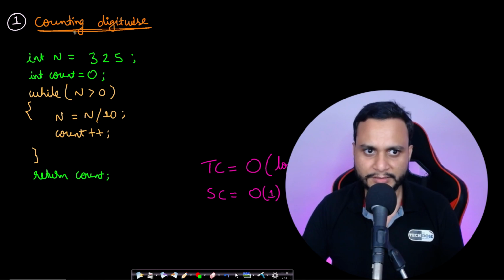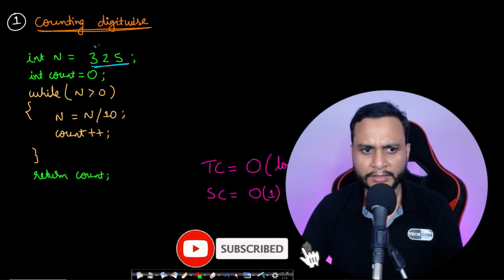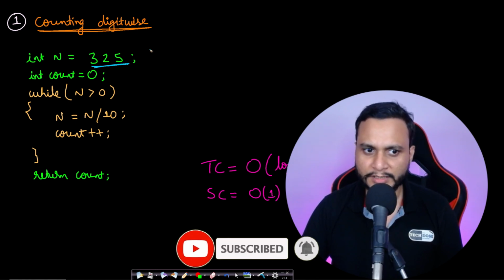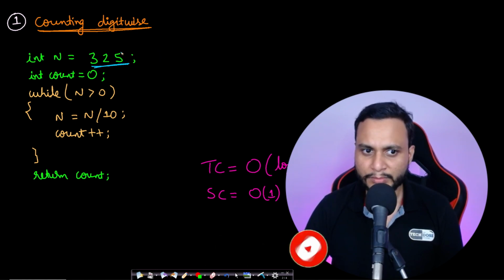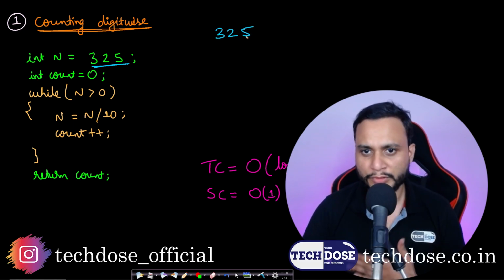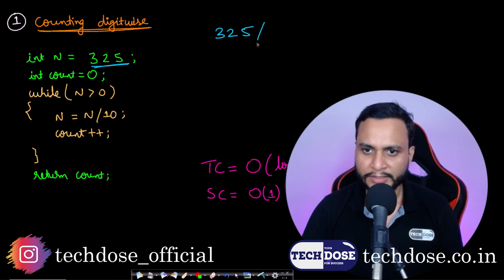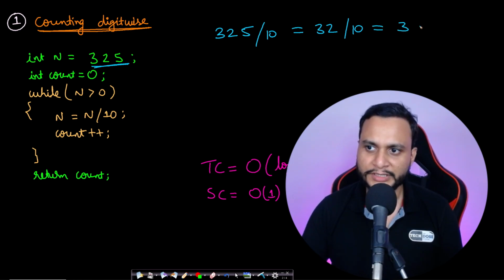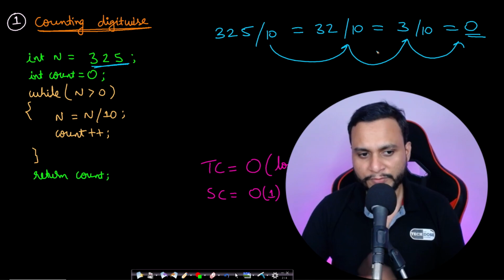The first technique is about, given an integer number which is in decimal number system, we have to count the number of digits. What you can do is remove one digit at a time. Let's say you have 325. If you want to remove the least significant digit, you can just divide it by 10 and it will be 32. Again, you can keep on dividing by 10 until your result is 0. When it hits 0, the number of times you have divided by 10 will be the count of the number of digits.